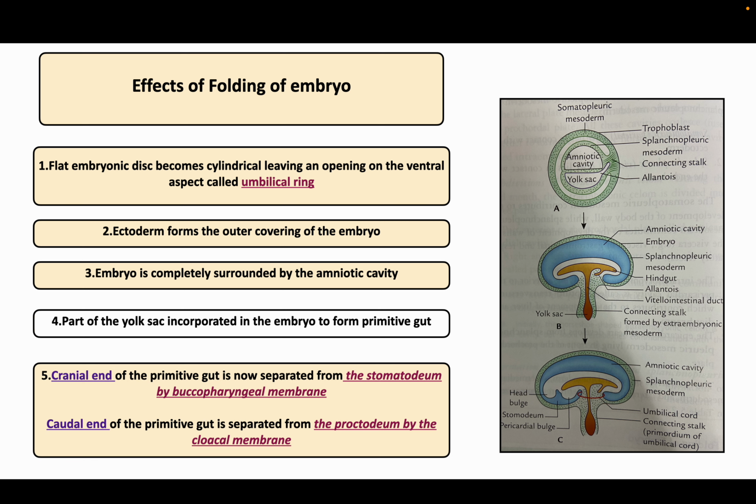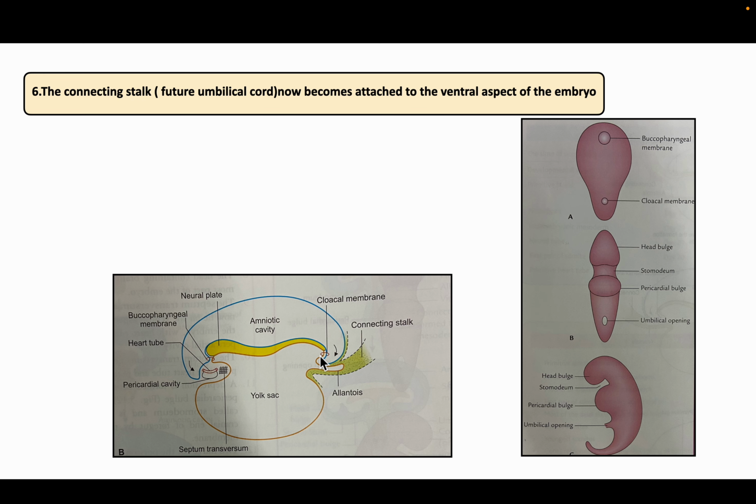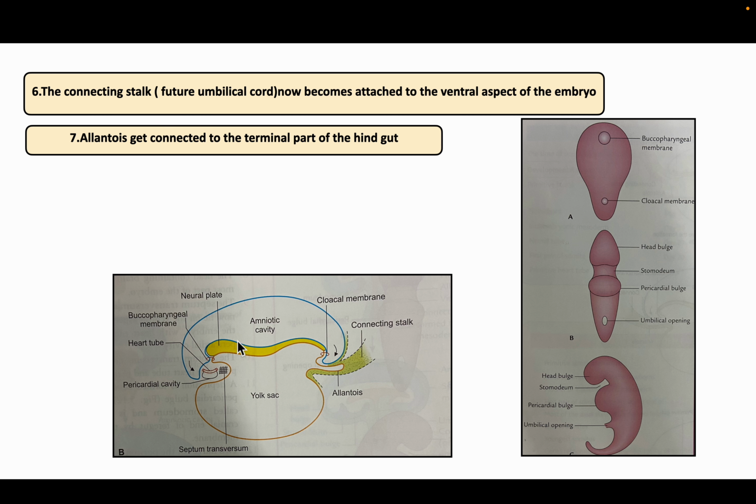The cranial end of the primitive gut is now separated from the stomatodium, you can see here, by the buccopharyngeal membrane, and the caudal end of the primitive gut is separated from the proctodeum by the cloacal membrane. Now in this diagram it is clear. Here is the buccopharyngeal membrane, then here is the cloacal membrane. The connecting stalk, the future umbilical cord, now becomes attached to the ventral aspect of the embryo. Allantois gets connected to the terminal part of the hindgut.